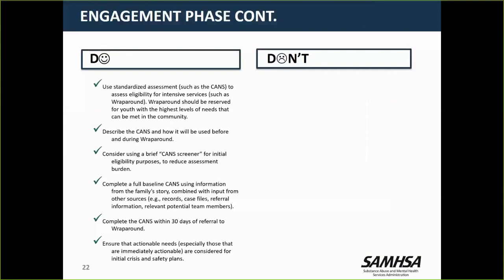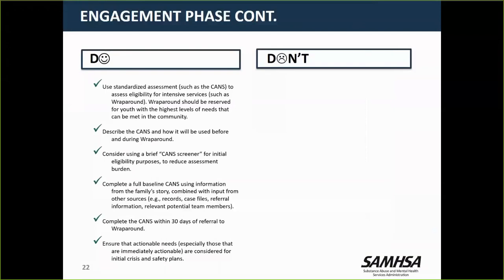Wraparound being reserved for youth with the highest levels of needs, and as John talks about quite a bit out there in the field, CANS is a way to really ask, based on a good, deep understanding of the family's strengths and needs, what are the actionable needs and the level of actionable needs across all of these different domains that children and families have. So we really do emphasize the need for using standardized assessments in systems of care. Certainly, we encourage describing the CANS and how it will be used before and during wraparound so that it's clear for the family and the team. And you'll be hearing more tips as we finish up the webinar here.